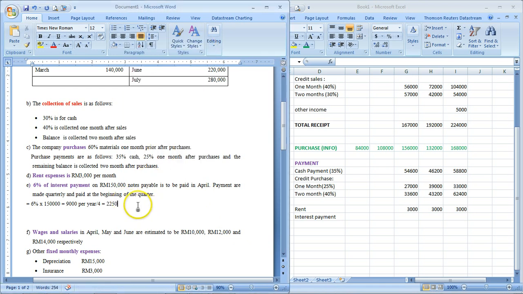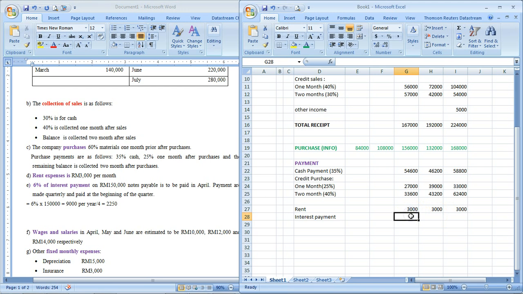2250. So when is the payment of this 2250? Payment is made at the beginning of the quarter. Correct, this is the beginning of the quarter, April 2250. If I say payments are made monthly, divide by 12. So it is a monthly payment.